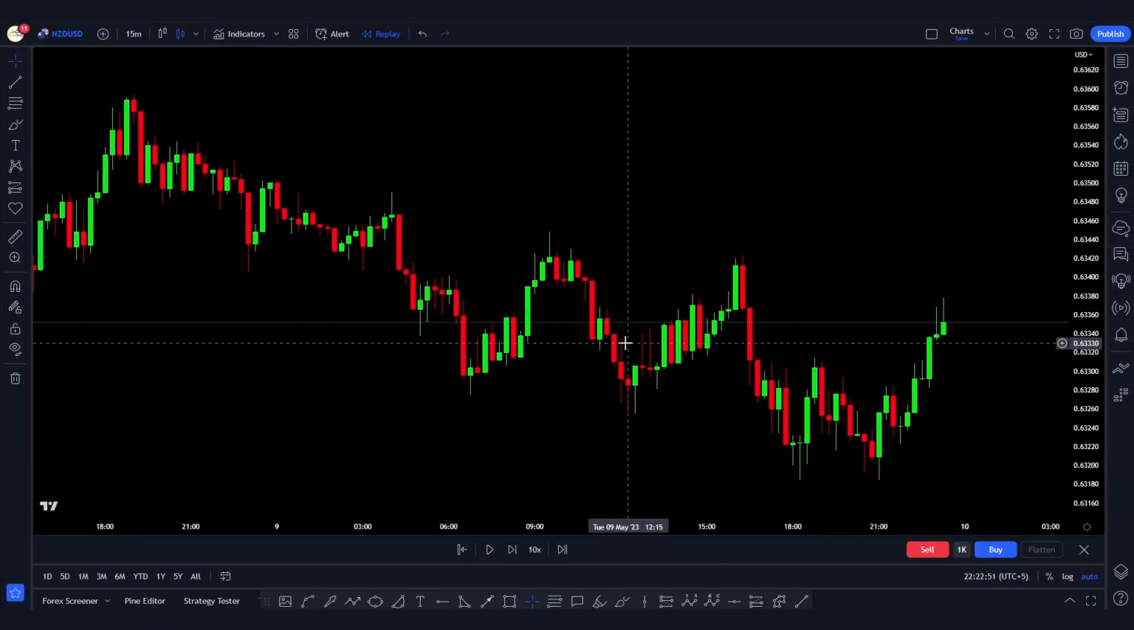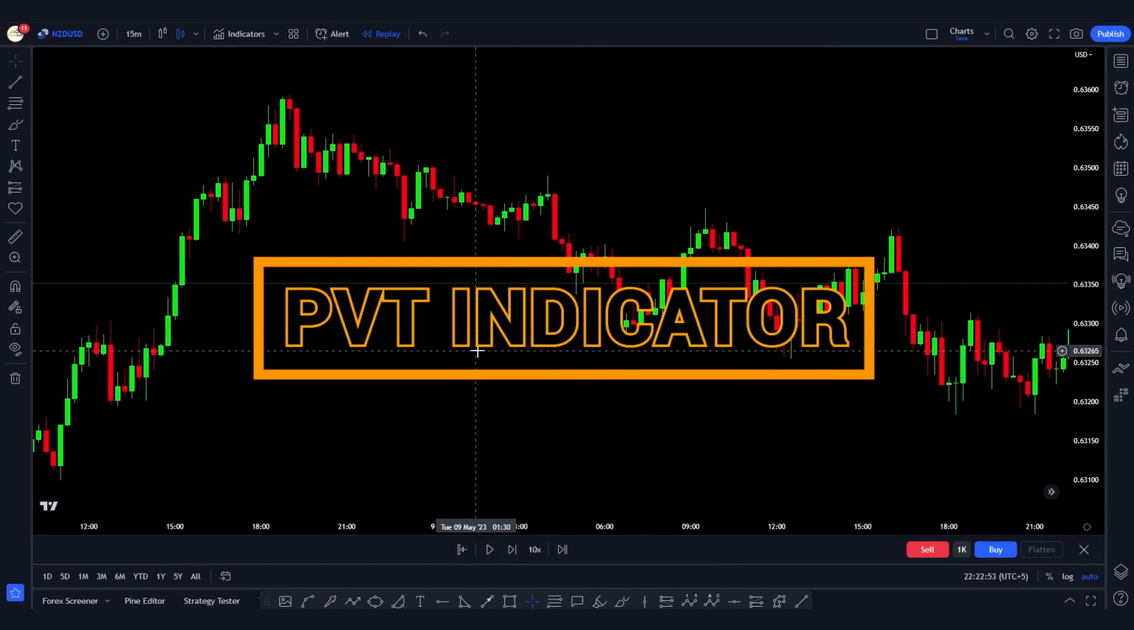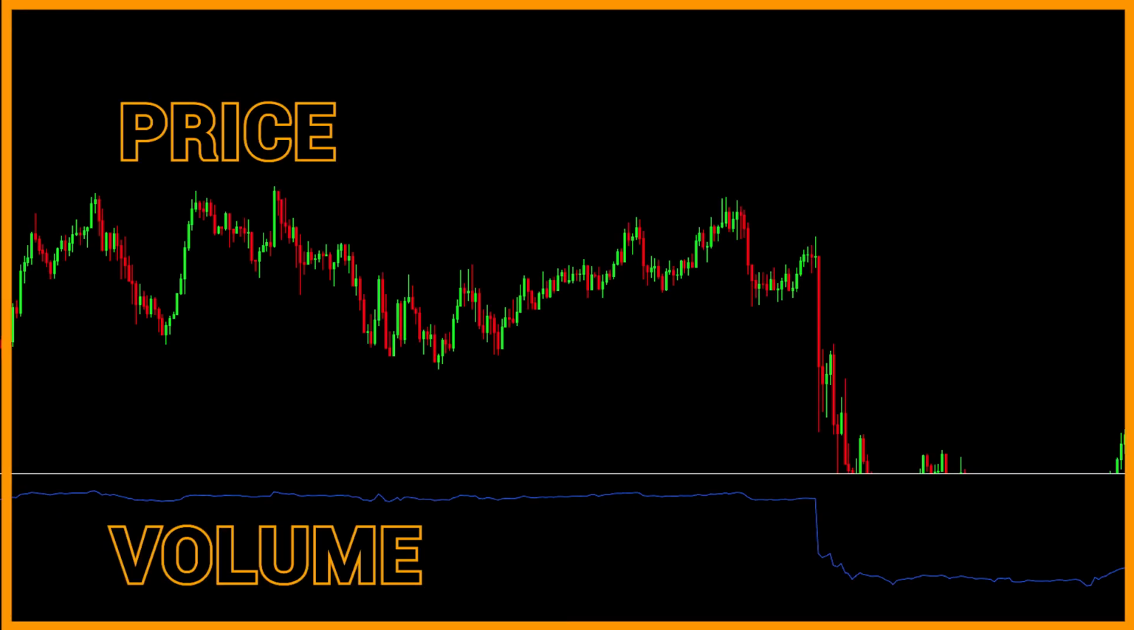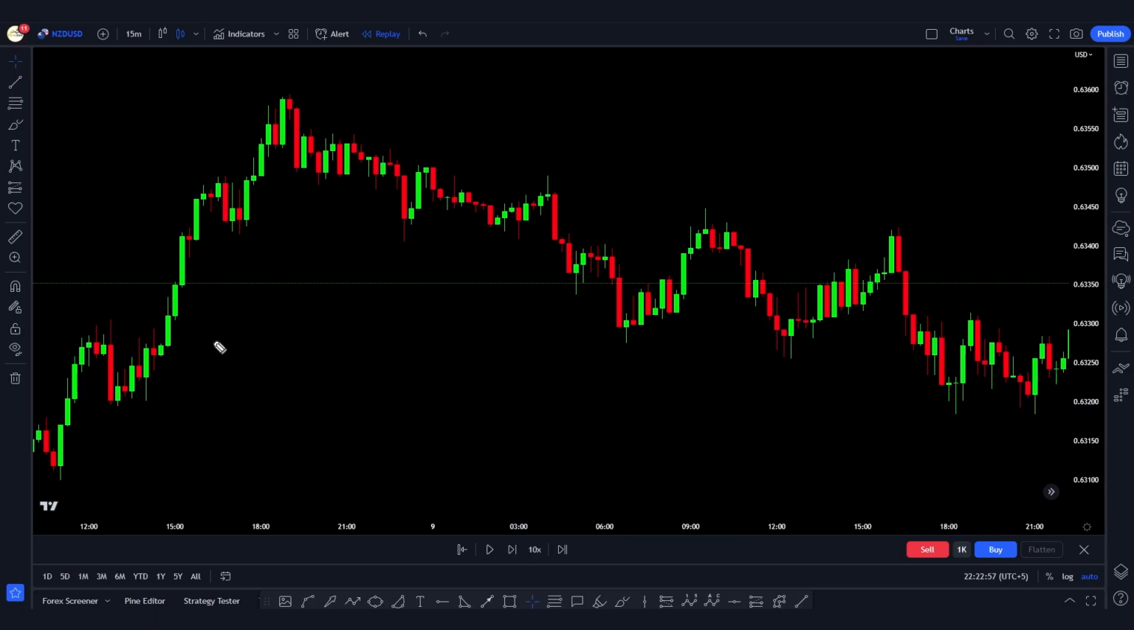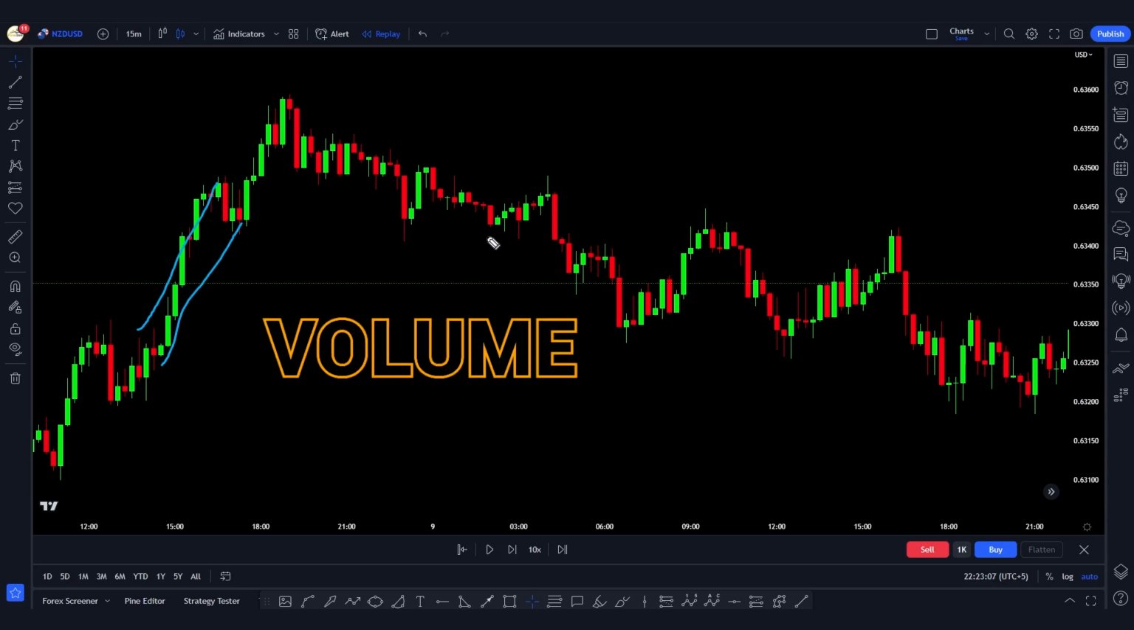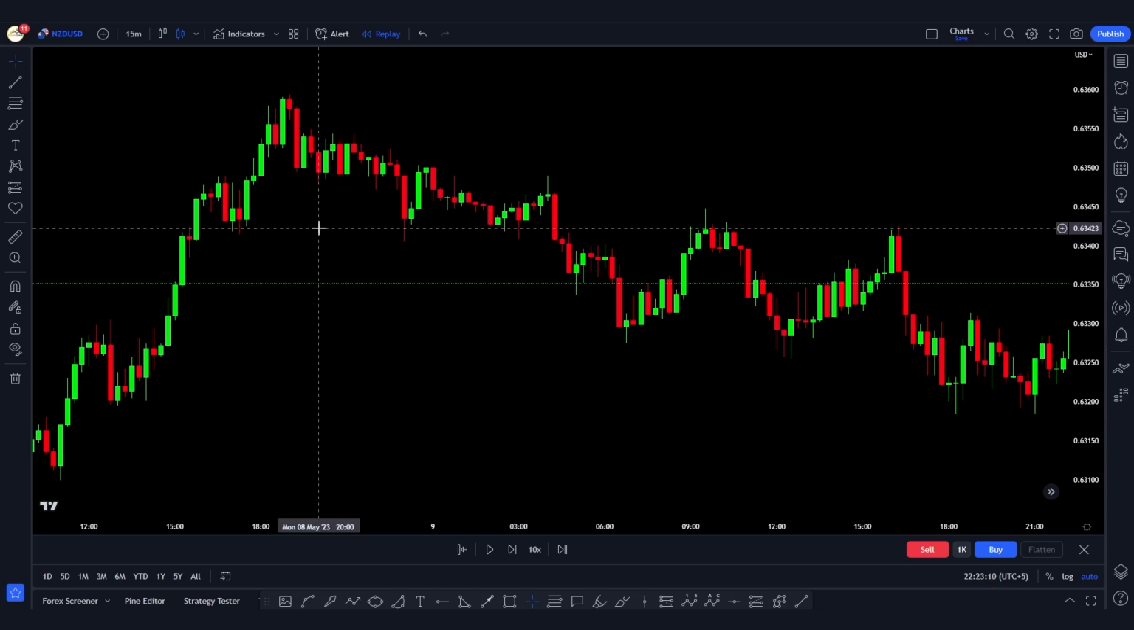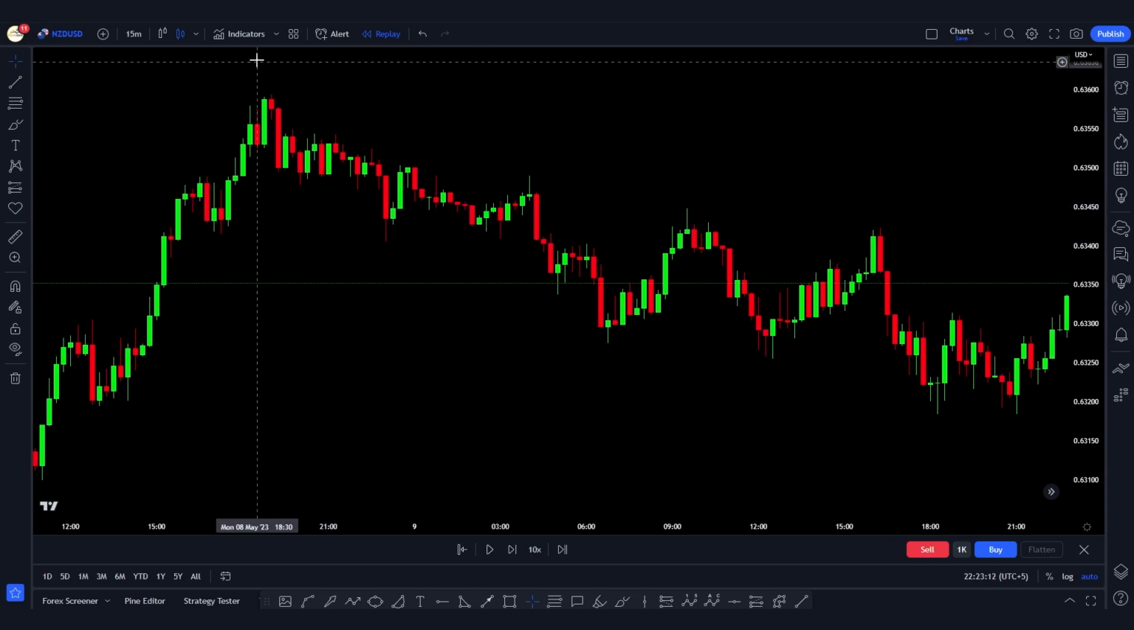So first of all, let's talk about the PVT indicator. The PVT indicator is based on the two most basic and most fundamental concepts of any financial market, the first being its price. As you can see in this chart here, we can see the price, open, close, high and low formations, and also another important aspect of any financial market is its volume. So when we combine those two factors, the price and the volume, we get the price and volume trend indicator.